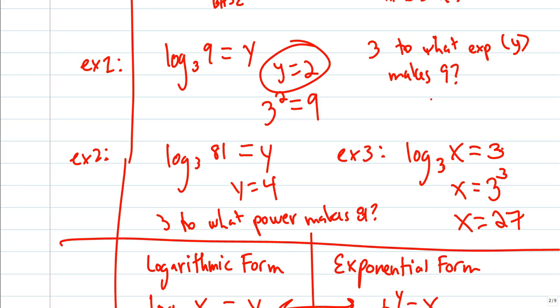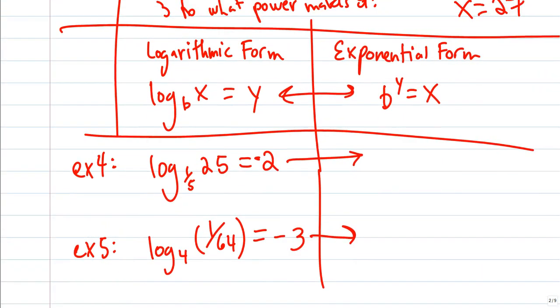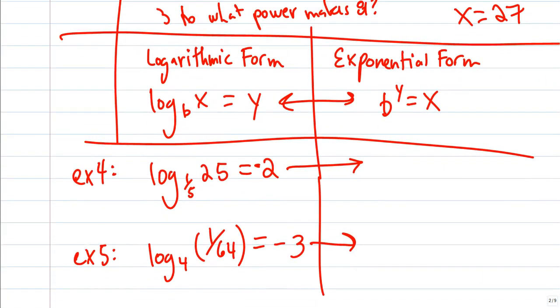What we're really doing when we're writing these out in sentences and making sense out of them is translating from logarithmic form to exponential form. So log base b of x equals y is the same thing as saying b to the exponent y equals the result x. In both of these sides, b is the base, y is the exponent, and x is the result.